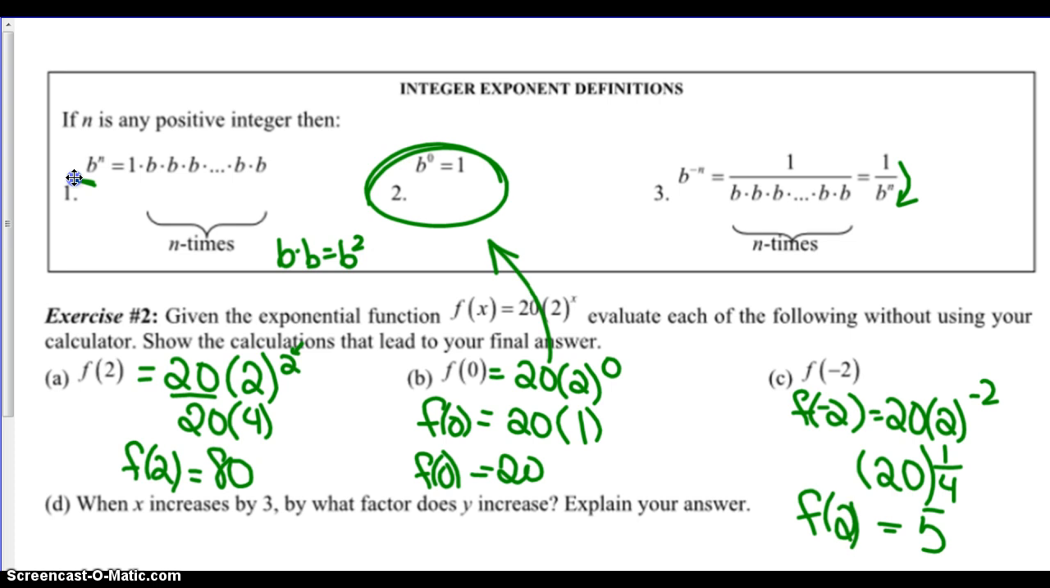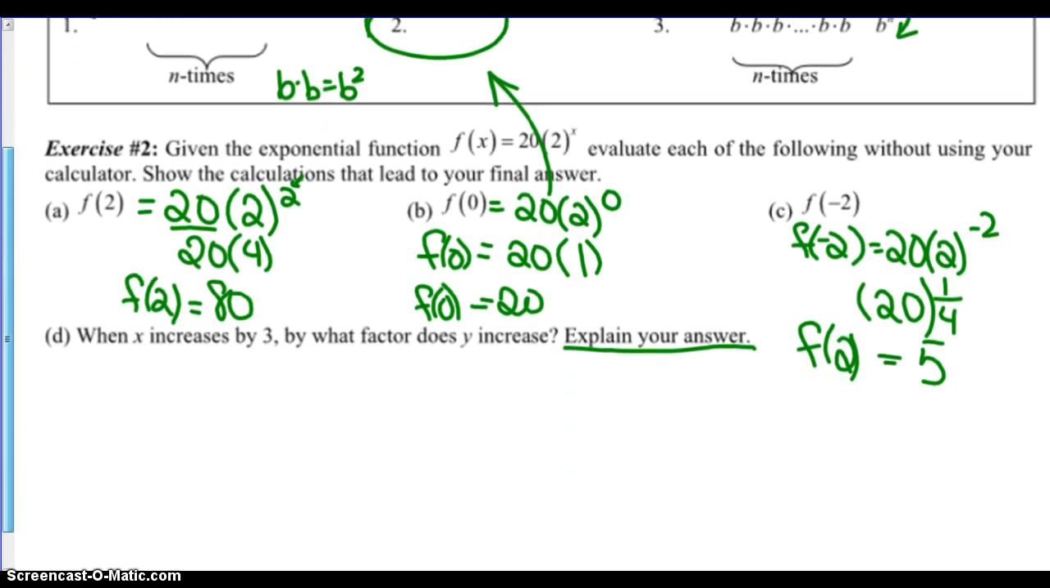So now we have a little bit of a thinking question, and notice the other excitement here. Explain your answer. Those 3 little words are just going to cause so much stress in your day. So when x is increased by 3, by what factor does y increase? So awesome. What does that mean? Let's get ourselves some more space here.